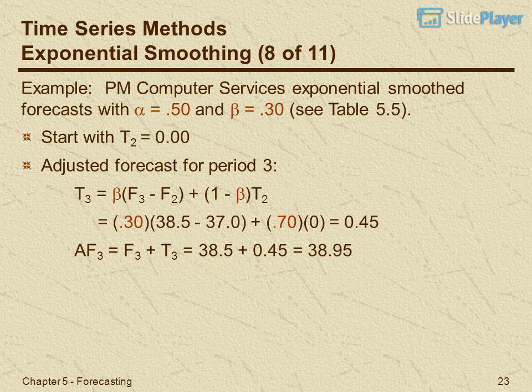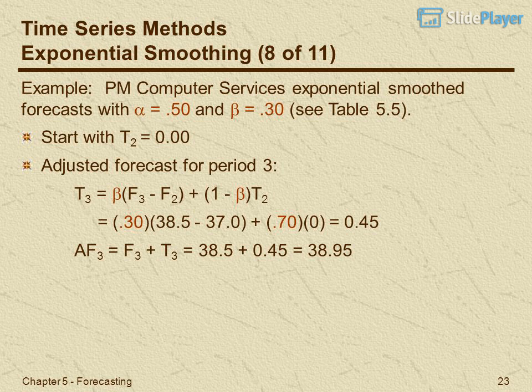Adjusted forecast for period 3. T3 equals beta times (F3 minus F2) plus (1 minus beta) times T2, equals 0.30 times (38.5 minus 37.0) plus 0.70 times 0, equals 0.45. AF3 equals F3 plus T3 equals 38.5 plus 0.45 equals 38.95.